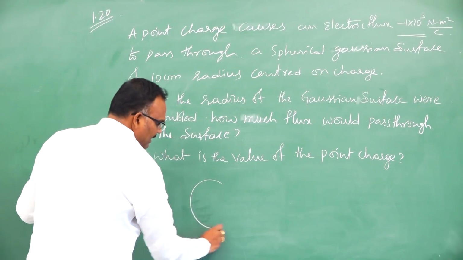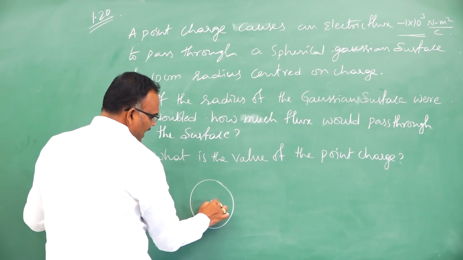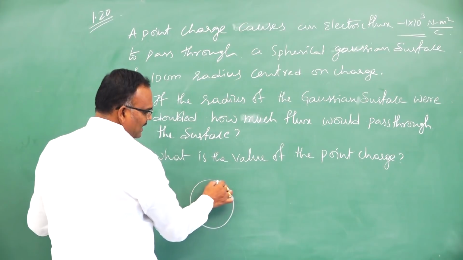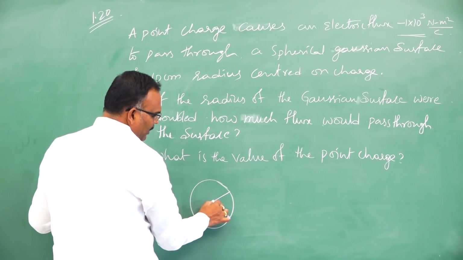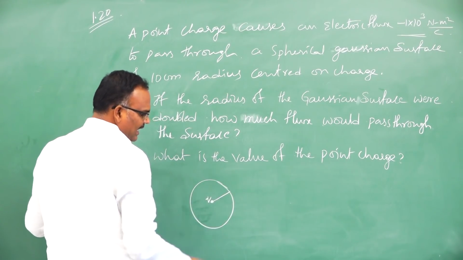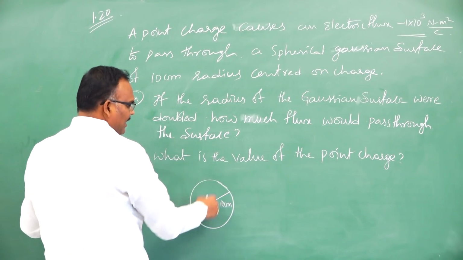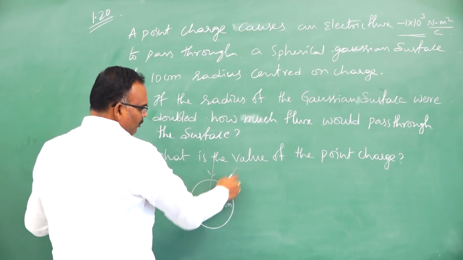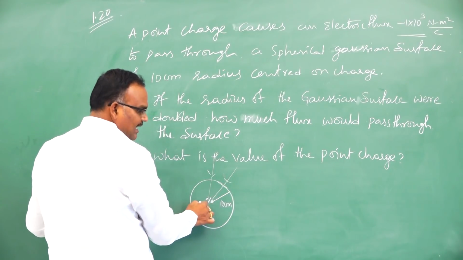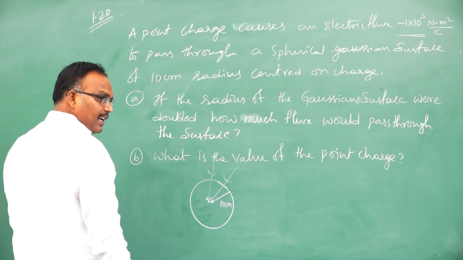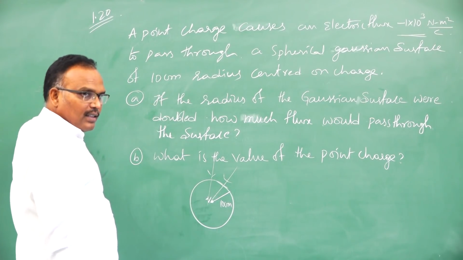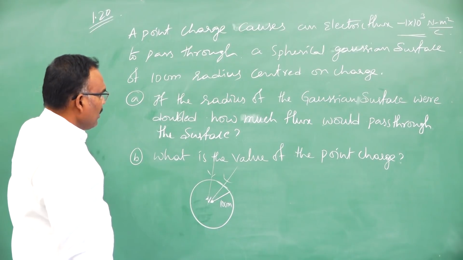That means this is a 10 centimeter radius Gaussian spherical surface. Charge is kept at the center. Radius is 10 centimeter. Here flux is inward. Flux is inward, that means this charge is negative. Negative charge lies inside the Gaussian surface. That is our first conclusion.